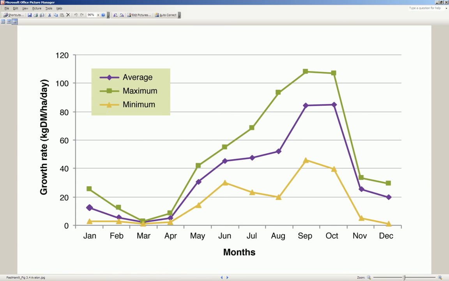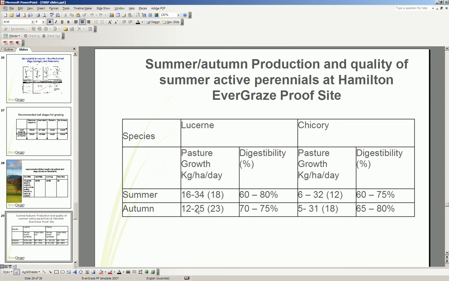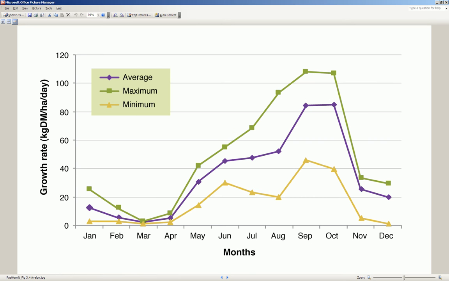On the other hand, if I have a look at the pasture quality of a lucerne pasture at the same site or a chicory pasture, you can see here that through the summer months, the digestibility of lucerne is between 60 and 80%, and the digestibility of chicory is between 60 and 75%. So during that period, potentially, we could get some quality into the system if we added lucerne or chicory.